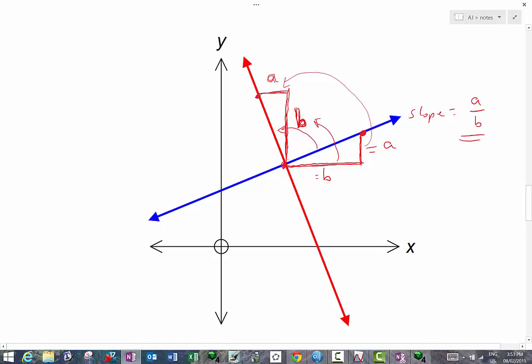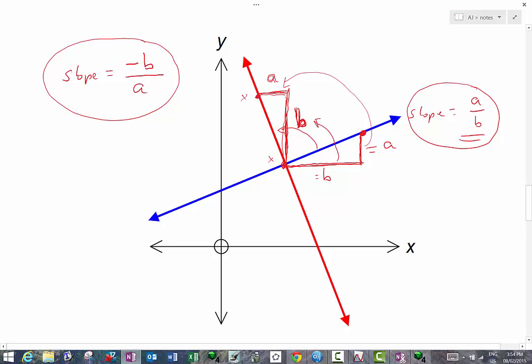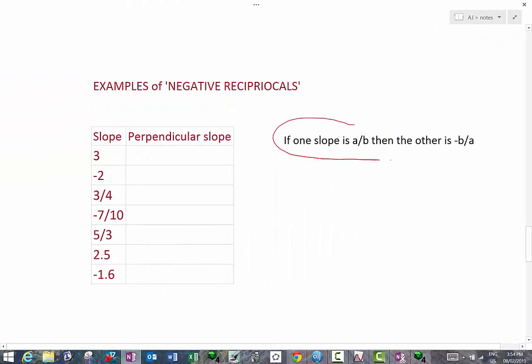Well, we can see straight away that it's going downhill, so the slope is bound to be negative. And from this point to this point, it has gone across A and down B. So the slope is the increase in y, which is -B, it's gone down B, over the increase in x, which was A. So one line has a slope of A/B, and the other line has a slope of -B/A. This is called the negative reciprocal, and this is the condition that two lines are perpendicular. So again, if one slope is A over B, then the other slope perpendicular to it will be minus B over A. Let's have a look at some examples.